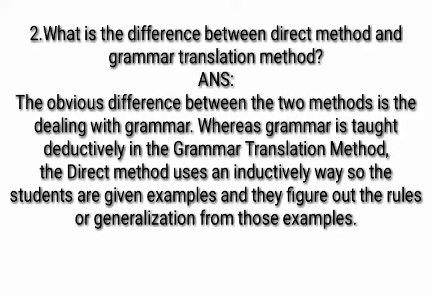Number 2. What is the difference between direct method and grammar translation method? Answer. The obvious difference between the two methods is the dealing with grammar. Whereas grammar is taught deductively in the grammar translation method, the direct method uses an inductive way, so the students are given examples and they figure out the rules or generalization from those examples.